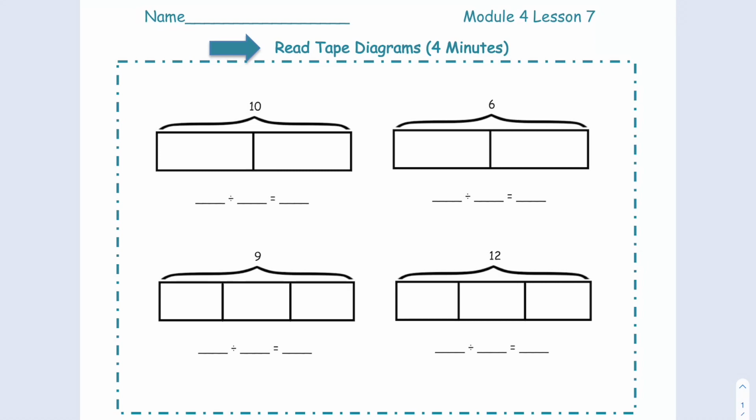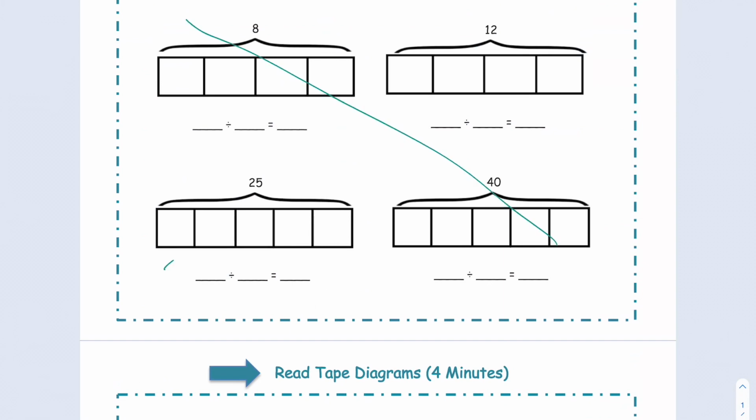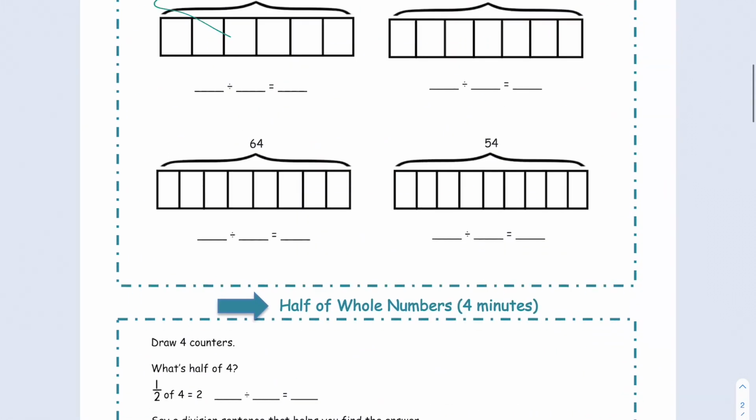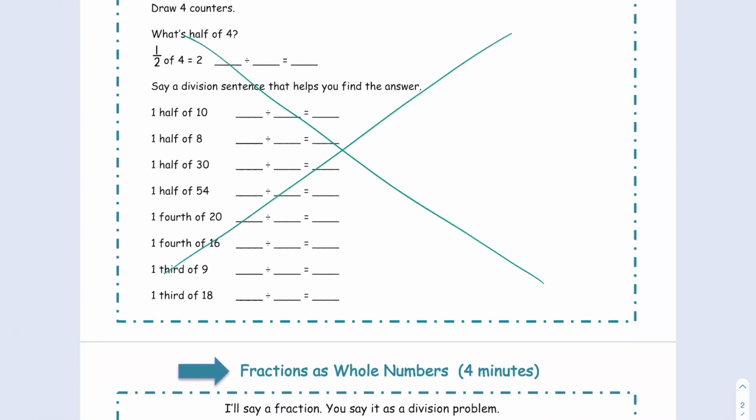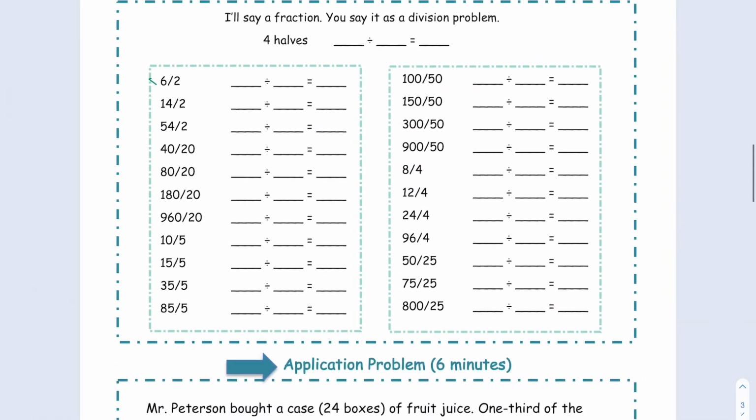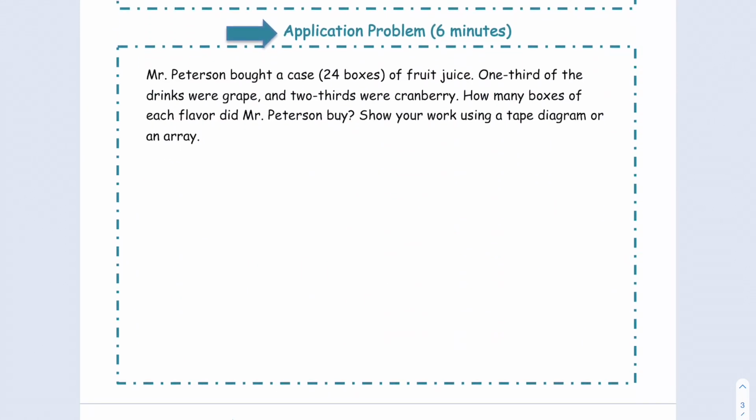Okay, boys and girls, we're ready for week 3, and this is Module 4, Lesson 7. Because this is a short week, Easter break and everything, we're not doing the whole packet, so let's cross off the tape diagrams. Of course, you could go back and do those later if you want. Cross off these two, and we're going to start with the application problem.